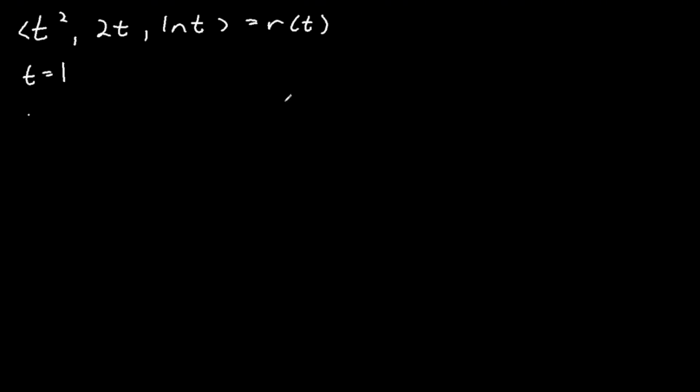So first thing we do, find the velocity function. This velocity function is just the derivative of the position. So we get 1 over t for the derivative of ln of t. And then we just plug in 1.